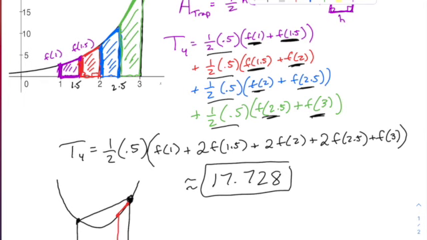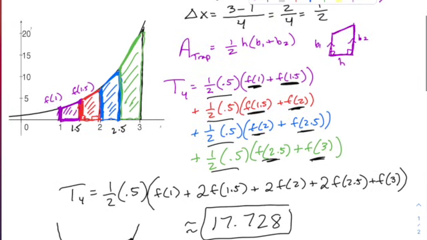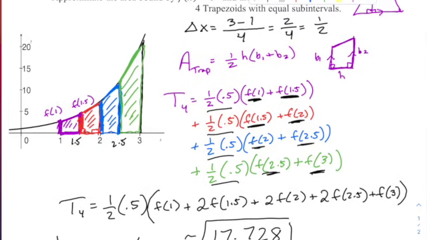So anyway, we'll talk more about that as we go on, but that's how you do a trapezoidal sum. Hopefully that made sense, and you're off and running with these. Got any questions? Just let me know.